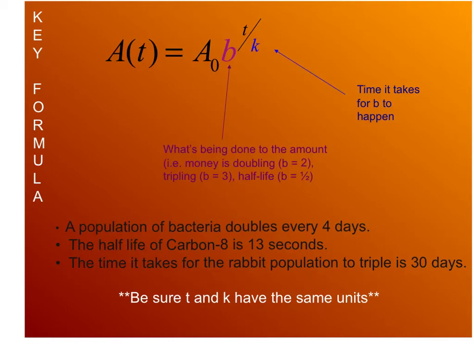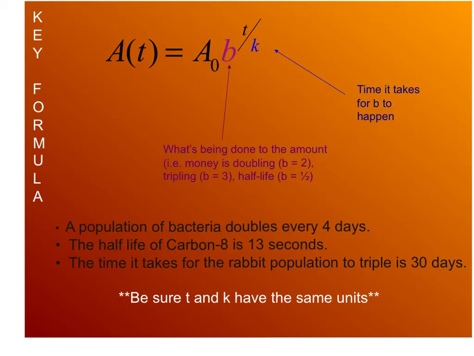So b is what's happening or what's being done to the amount. If you have money that's doubling, your b is 2 because the doubling factor is 2. If you have an isotope that has a half-life of something, the factor is a half because it's being cut in half every so often. Now, the k is the time it takes for b to happen. Since b and k are directly related, think BK, Burger King, believe it or not, it will help. So b and k go together.